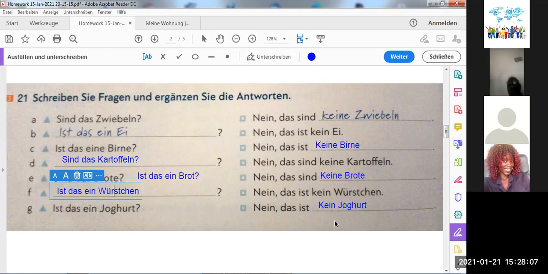Nein, das ist kein Würstchen. Why kein? Because it's not feminine. It's very good, I like the clever answer. It's not feminine, so it can be das or der, isn't it? Perfect. So, Würstchen is das Würstchen. Very good. These are the only things you expect to be tested on.